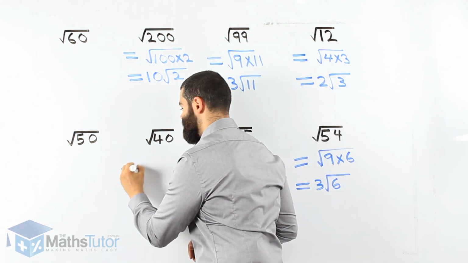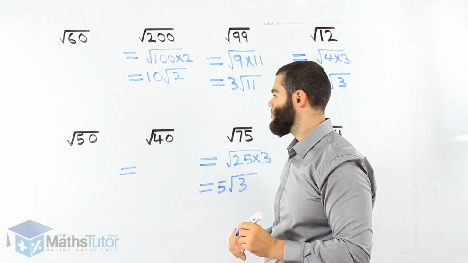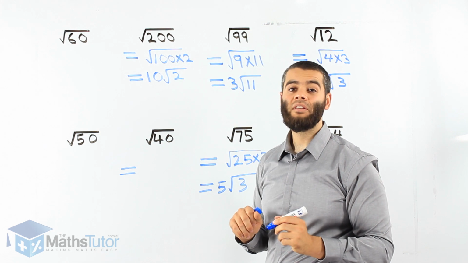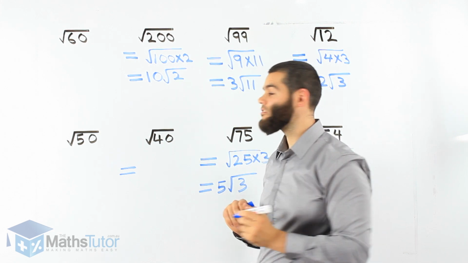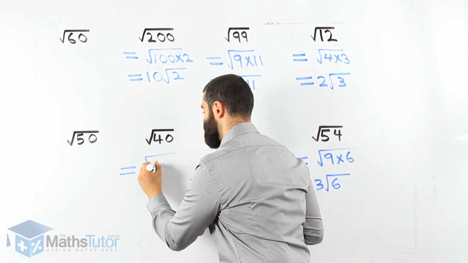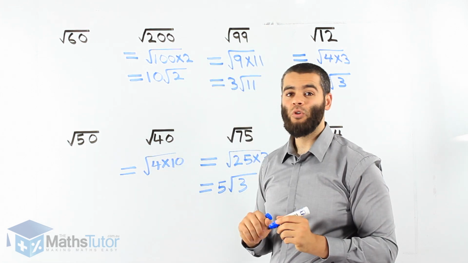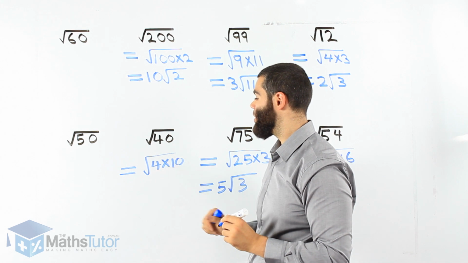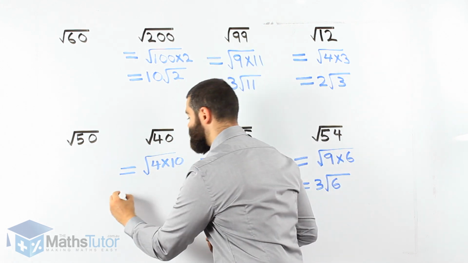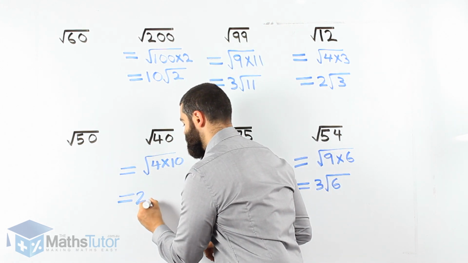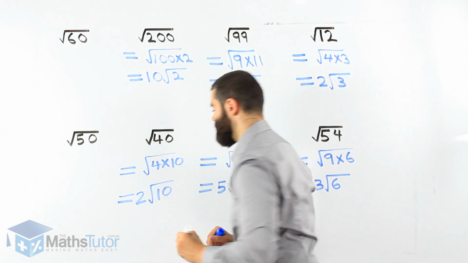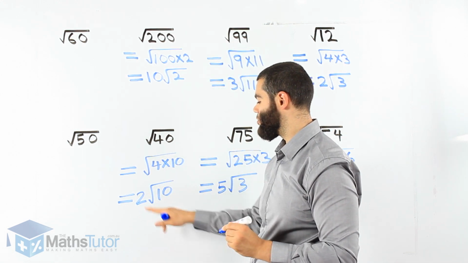Square root 40. What two numbers multiply to get 40, and one of them square roots? 4 times 10. The 4 square roots, so the 4 comes out. The square root of 4 is 2. 2 root 10.